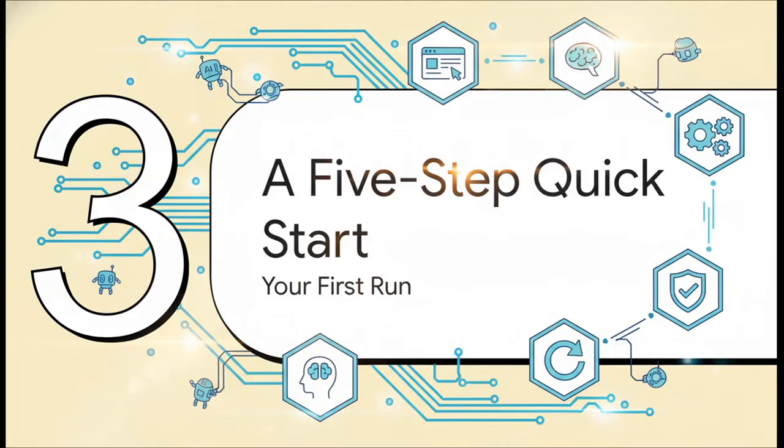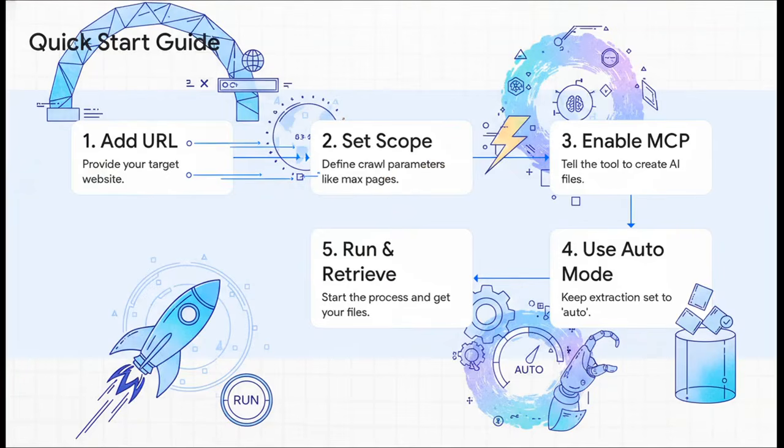Okay, enough theory. It is time to get our hands dirty with our 5-step quick start. I'm going to walk you through your very first run, and you'll see just how easy it is to get this thing going. It's really this simple. First, you plug in the website you want to map. Second, you set a few simple limits so you don't accidentally try to crawl the entire internet. Third, and this is important, you flip a switch to tell it to generate those special AI files. Fourth, you'll just leave it on auto mode. And finally, you hit run and go get your results.